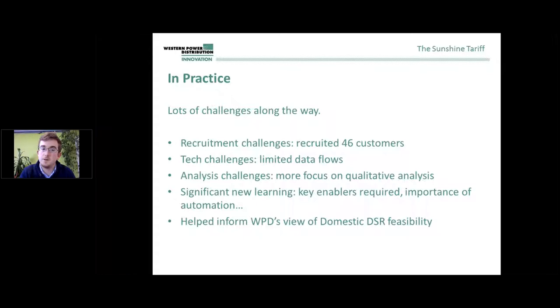We also had challenges around tech. We had smart meters installed in all customer premises, and we just had a few issues with getting those installed in time, getting data back from them, and processing that. That then impacted our analysis, and how we assess data had to change and move to a more qualitative set of analysis to try and get the most out of what we'd got.